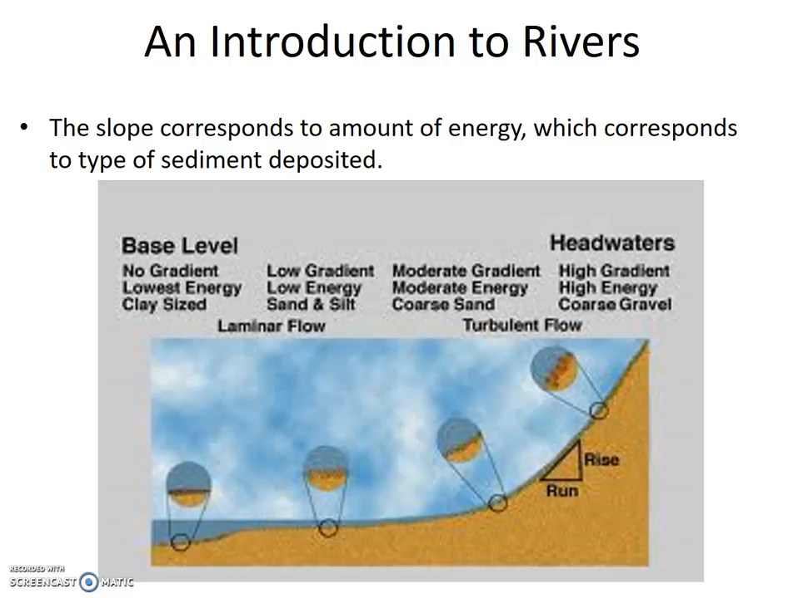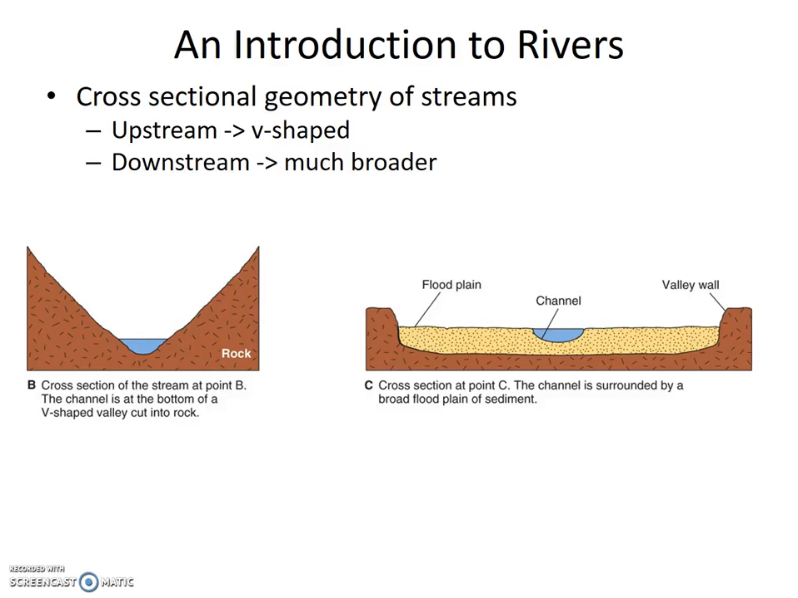Also, the general cross-sectional geometry of streams changes as you go from the headwaters to the base level. Upstream, closer to the headwaters, the cross-section of the stream is generally smaller and more V-shaped, as it carved into the rock by the fast-moving stream. See figure B. Much of the sediment is carried downstream. In contrast, downstream on the plains, the stream valleys are much broader. See figure C. The stream channel is carved into sediment that has been deposited on the floodplain.